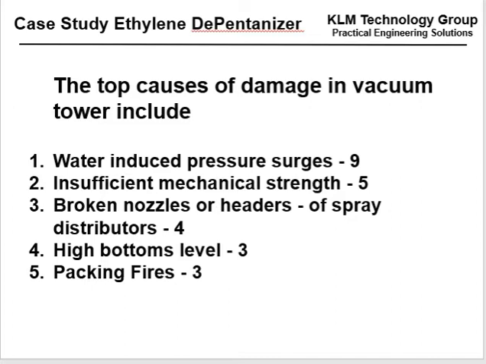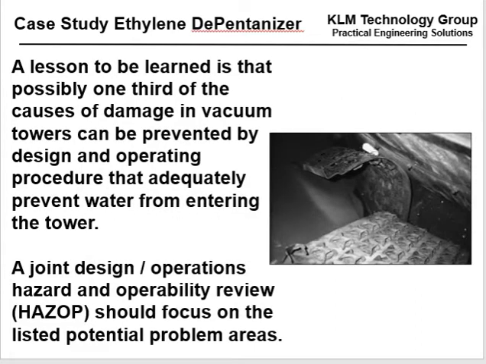The top 5 causes of damage in vacuum columns: water-induced pressure service, insufficient mechanical strength, broken nozzles or headers of spray distributors, high bottoms level, which is very, very common, packing fires, which is common. A lesson to be learned is that possibly 1/3 of the causes of damage in vacuum columns can be prevented from the design and operating procedures that adequately prevent water from entering the tower.